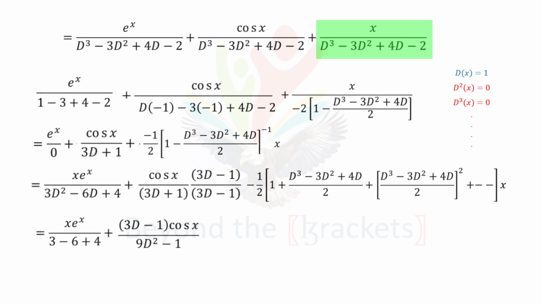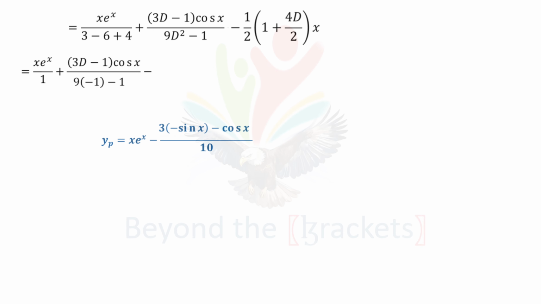We have x on the right hand side for which differentiation will be 1 and d square, d cube and all the higher derivatives of this will be 0. So we do not need to include those terms in the expansion. So the expansion is simplified to 1 plus 4d by 2. Applying this to x, we get 1 into x will become x. 4 by 2 is 2 and differentiation of x will be 1.